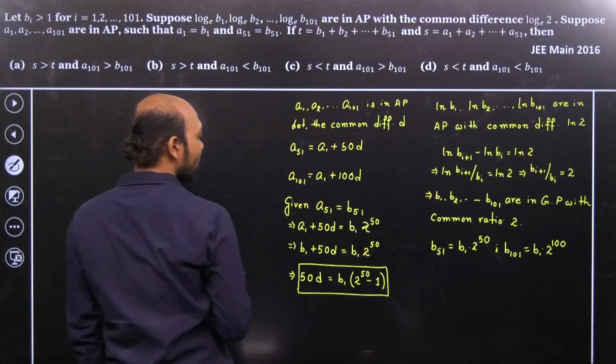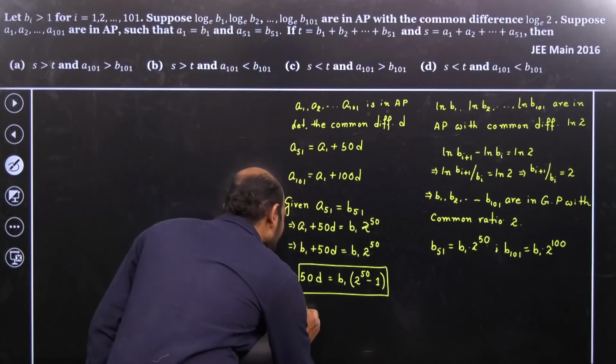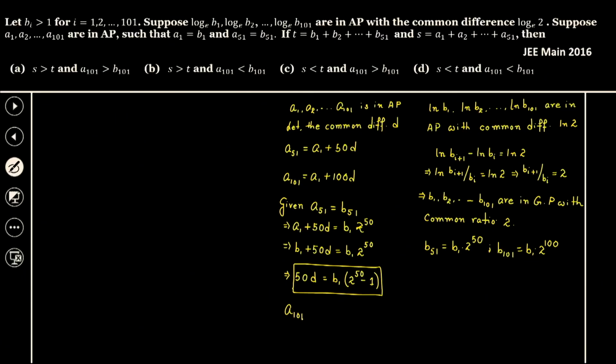So take that. See that if I use this ratio, what will be our A101? So therefore my A101 will become A1 plus 2B1 (2 to the power 50 minus 1), right? Also this term can be written as B1 plus 2B1 (2 to the power 50 minus 1). That's it. So let's come back to that 101 term again in a very beautiful way. So let's go ahead and write that 101 term.